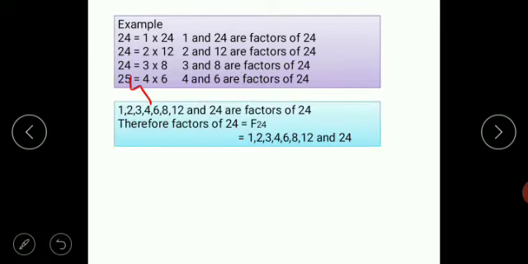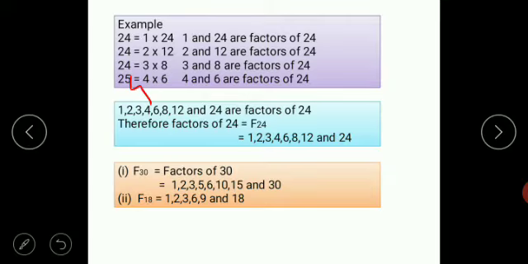So 1, 2, 3, 4, 6, 8, 12 and 24 are factors of 24. All these numbers, 1, 2, 3, 4, 6, 8, 12, 24 divide 24 completely. So these numbers are called the factors of 24. So F24, factors of 24, how do we write it? F24 is equal to 1, 2, 3, 4, 6, 8, 12 and 24.